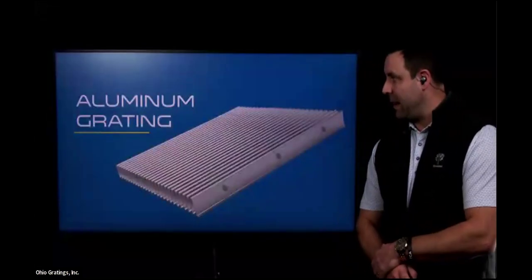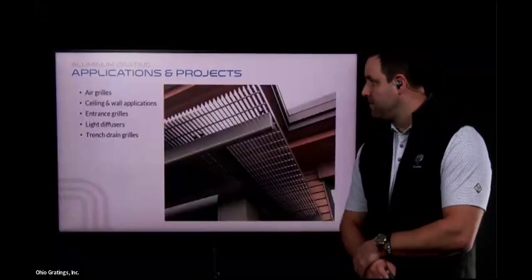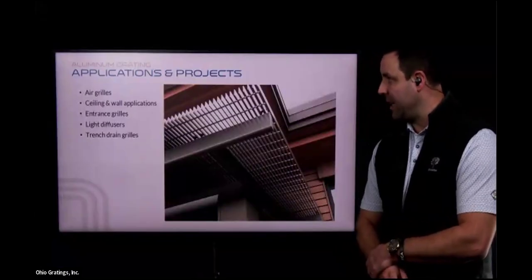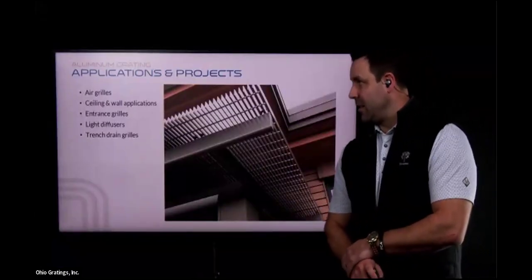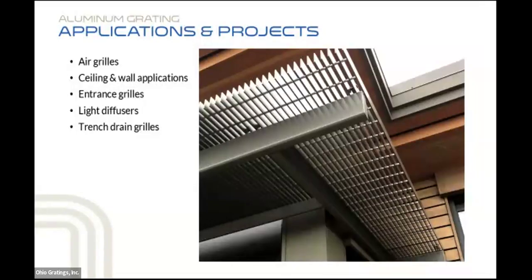Let's talk quickly about aluminum grating. So aluminum grating in applications, this can also be used as air grills, ceiling and wall applications, and vertical applications. These can be used in entrance grills as we're talking about today. They can be used in light diffusers. They can also be used in trench drain grills as well.